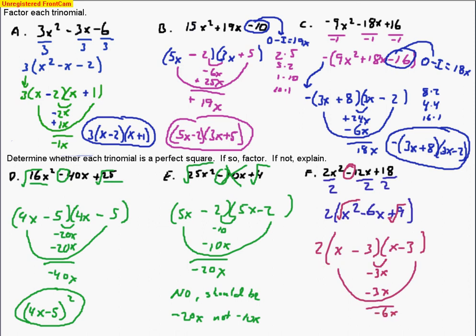And so we can go ahead and write the answer down as 2 times the quantity x minus 3, squared. And there it is.